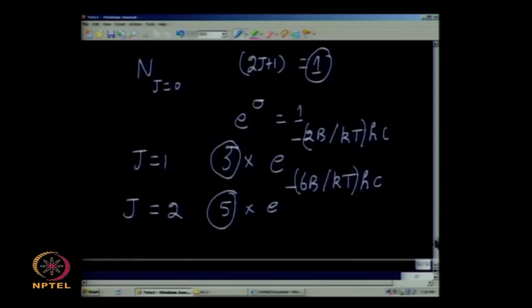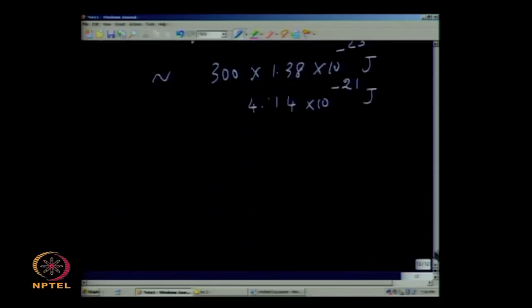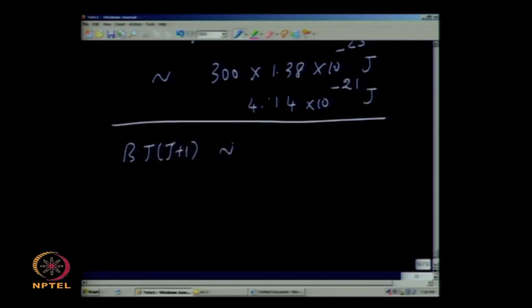Now, compare this with the BJ. Let us calculate the values of B, J into J plus 1 for a simple molecule. Let us take carbon monoxide or HF. Let me see what data I have with me here.